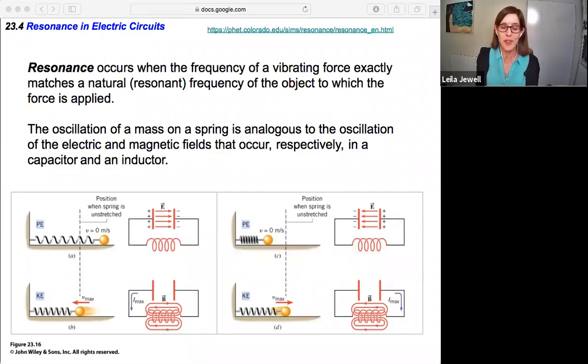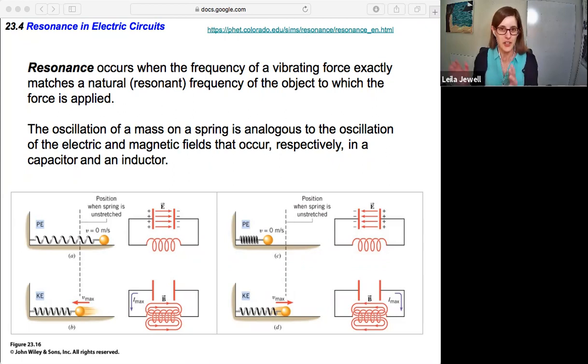Section 23.4, resonance in electric circuits. Resonance occurs when the frequency of a vibrating force exactly matches the natural resonant frequency of the object to which the force is applied. This is something that we saw with springs, but it also can happen with the oscillation of the electric and magnetic fields with a capacitor and an inductor.